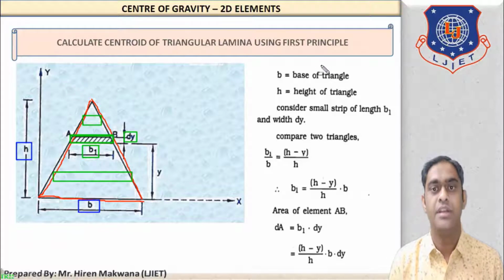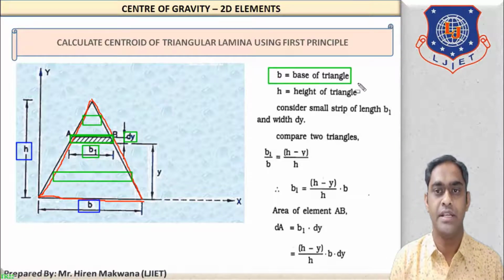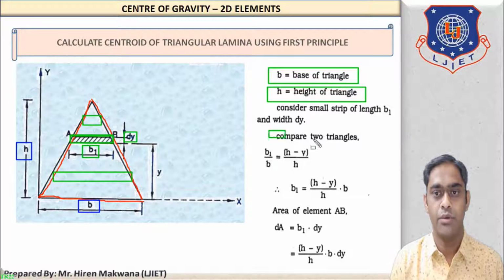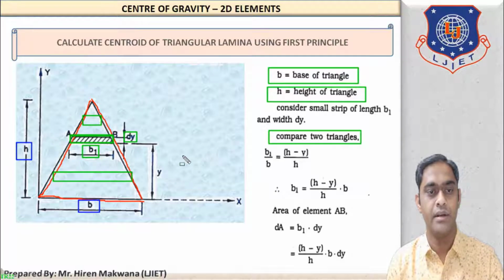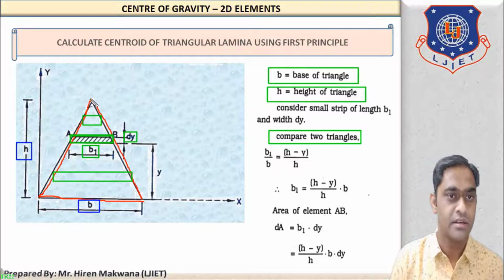Let us check how. Here some notations are given. B is equal to the base of the triangle, H is equal to the height of the triangle. Now we have to compare two triangles. Which two triangles do we have to compare? Let us check.